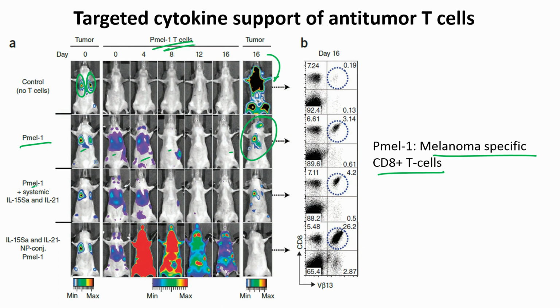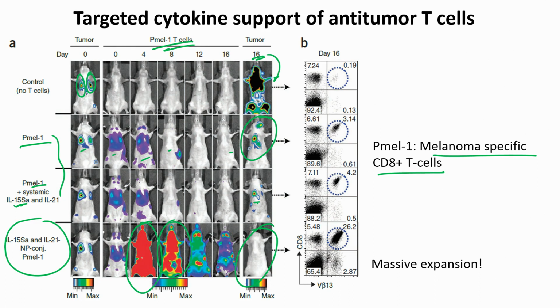If you give PML1 T cells, but only give IL-15 systemically instead of conjugating to the particles, you see a very similar response as you saw here, some reduction maybe, and if you do the conjugation you actually see a clear mouse. So, the tumor has completely disappeared by day 16. So, it is fairly impressive, and you see massive expansion here. Look at the signal of the T cells, they are all over the place and they are expanded by quite a huge margin.